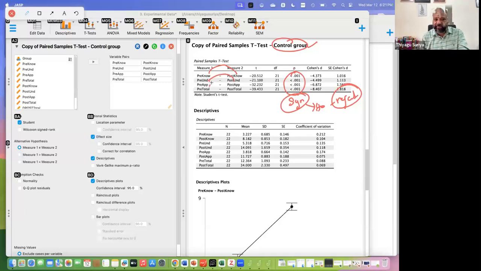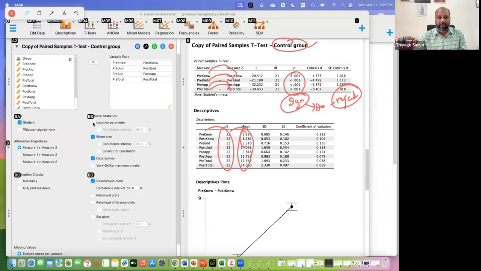There is a significant difference in the pre-application and post-application in the experimental group. There is a significant difference in the pre-total and post-total in the case of the experimental group. Right? These are the mean scores. This is the n value. How to check the location parameter?